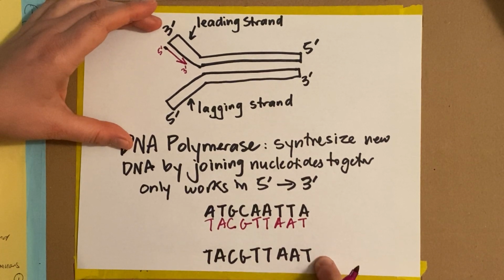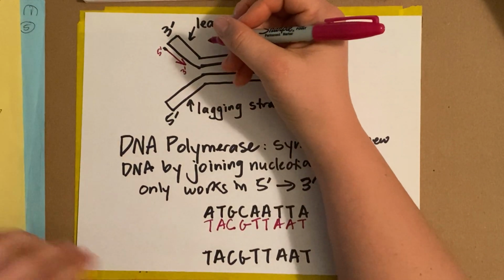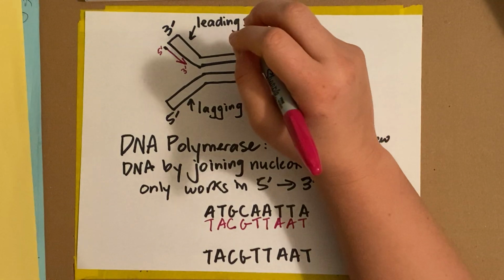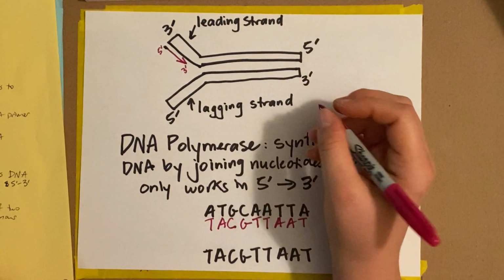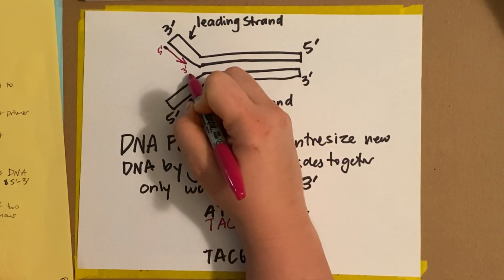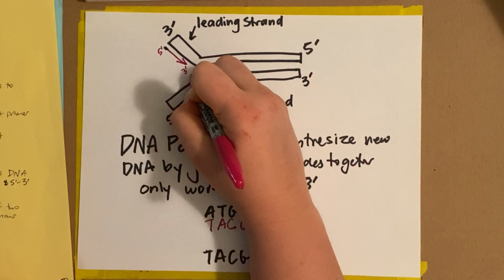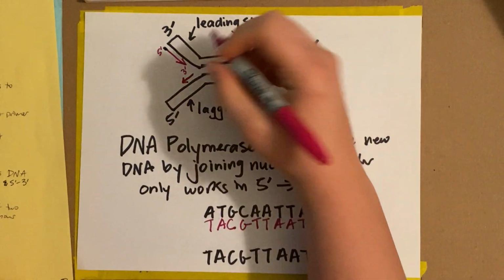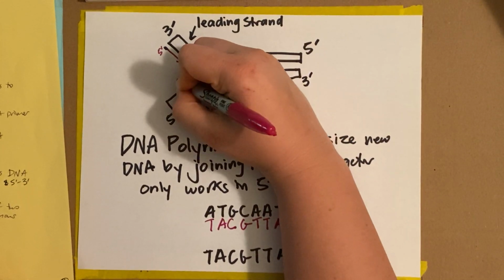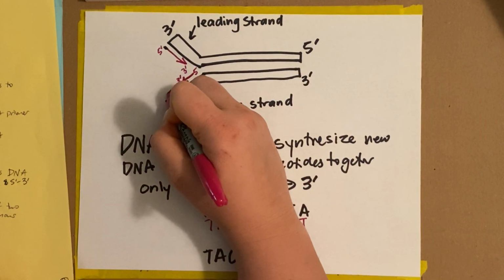This other strand is going to be made, but it has to do it in a kind of interesting way. So DNA, again, is going to have these different directions. So this DNA is going to be made like this. So this is going to be 5' to 3'. And so then they're going to have to do 5' to 3'.